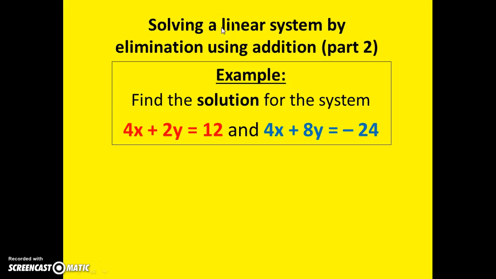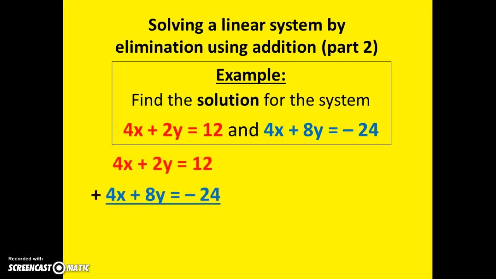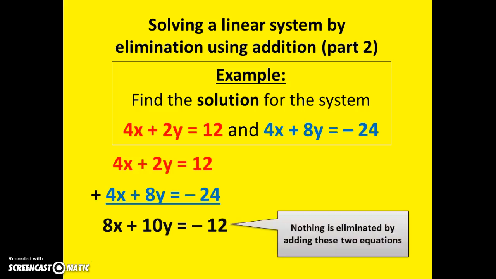Now, we say that we're using elimination using addition. So we're going to take those two equations and add them together. Right now, if we add them together, what do you notice? Your sum becomes 8x plus 10y equals negative 12. So nothing is eliminated by adding these two equations. We're not any closer to finding a solution than we were before. So we're going to have to do something here in order to make that happen.